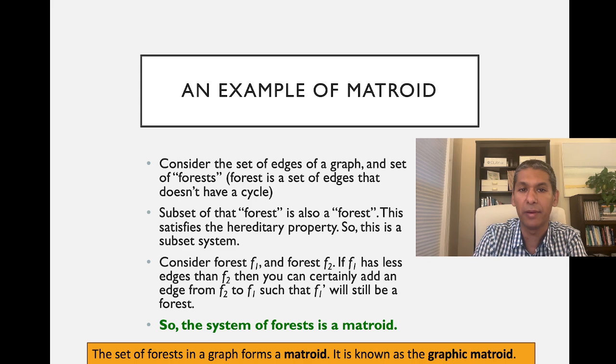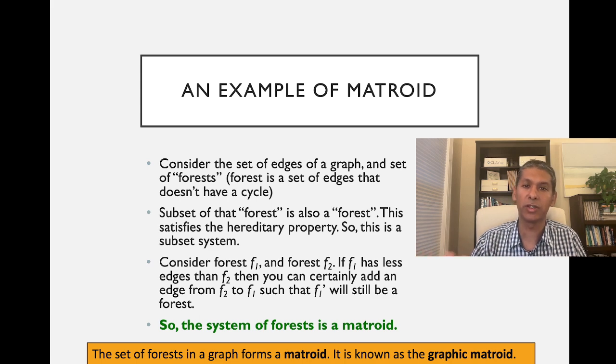So consider a graph here. We think of the sets of edges. We're given the set of edges of a graph and a set of forests. A forest is just a set of edges that doesn't have a cycle. Normally we think of the word tree, but think of many different trees spread out. That's a forest. So the first clear observation we can make is that a subset of a forest is also a forest. That simply means that this satisfies the hereditary property. So clearly this is a subset system.